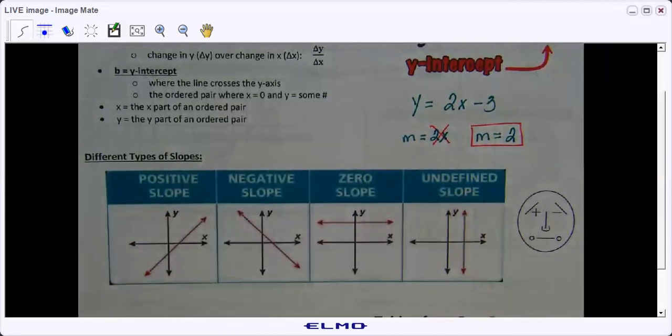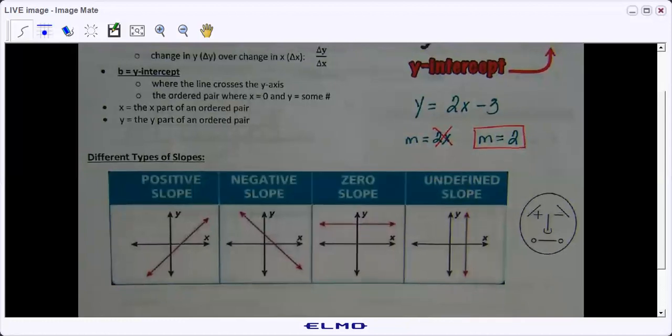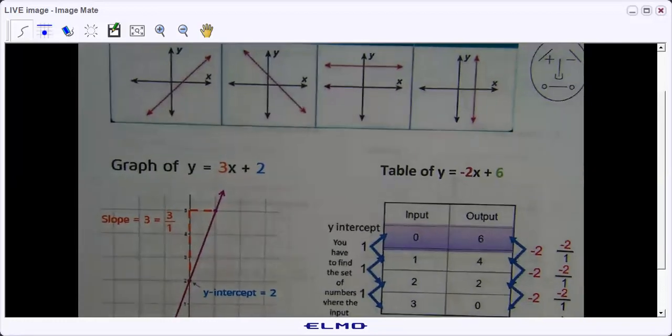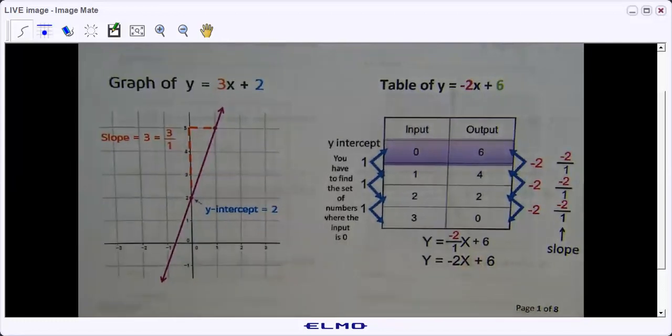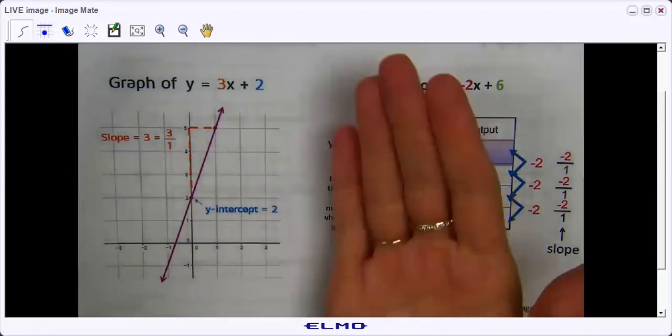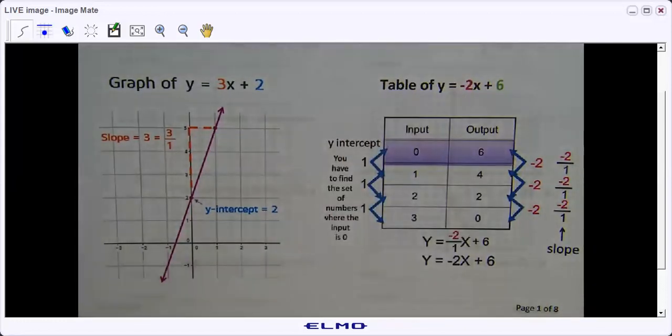And undefined means that there's an error in that. There's no answer for an undefined slope. Okay, now down at the bottom, we have two graphics here. We have a graph and we have a table. And these are two representations of slope intercept equations. Let's look at the graph first, the one thing that you're probably most familiar with.